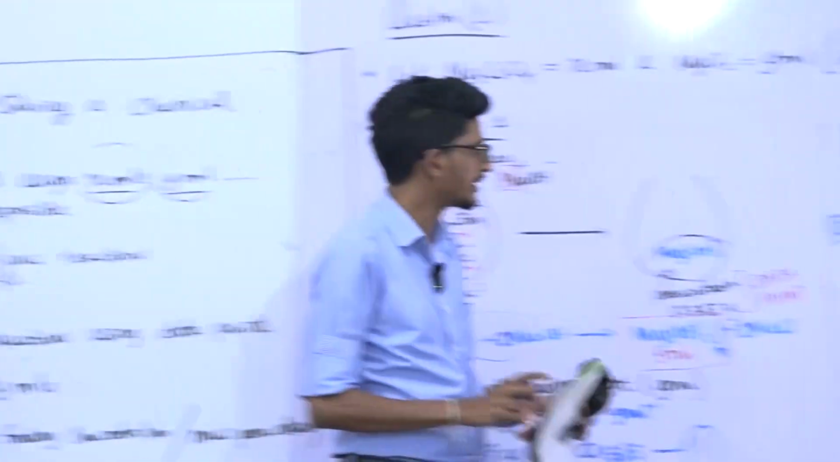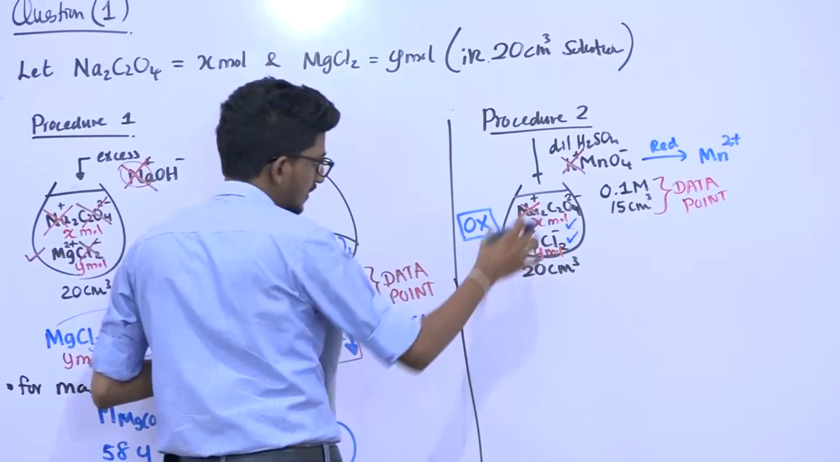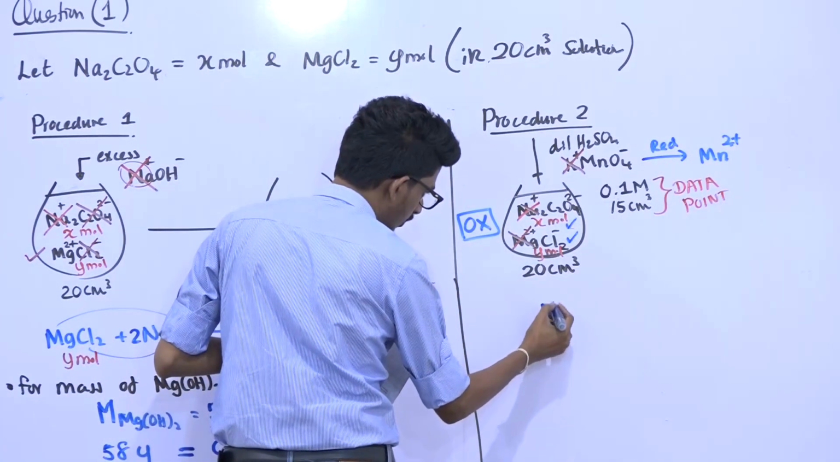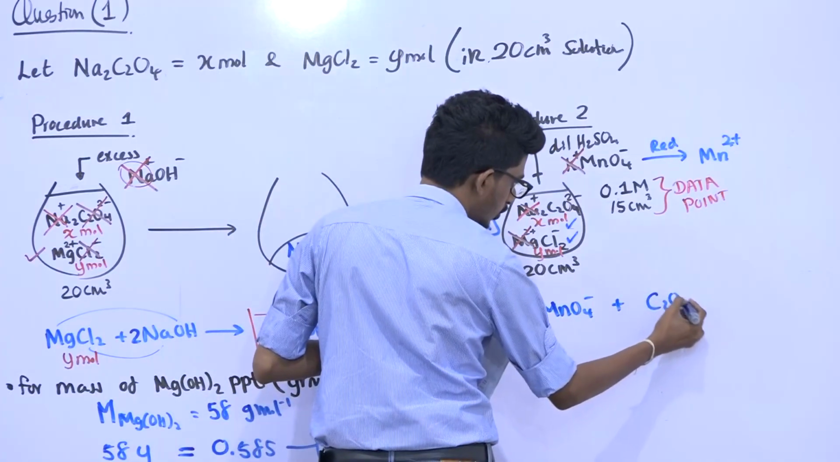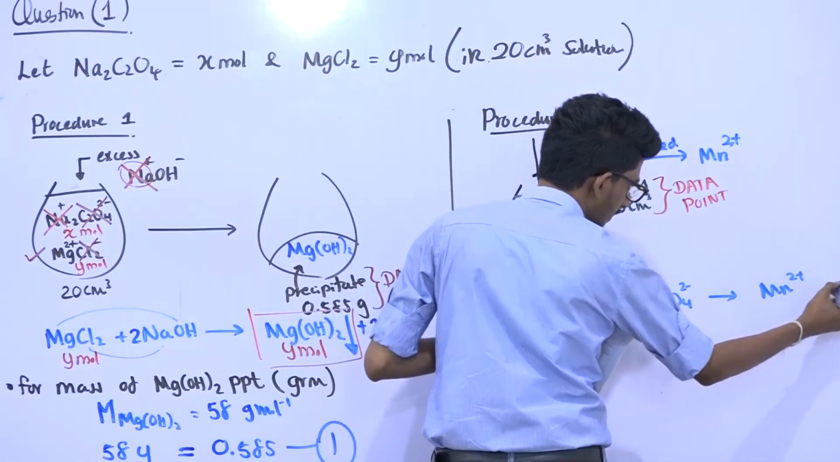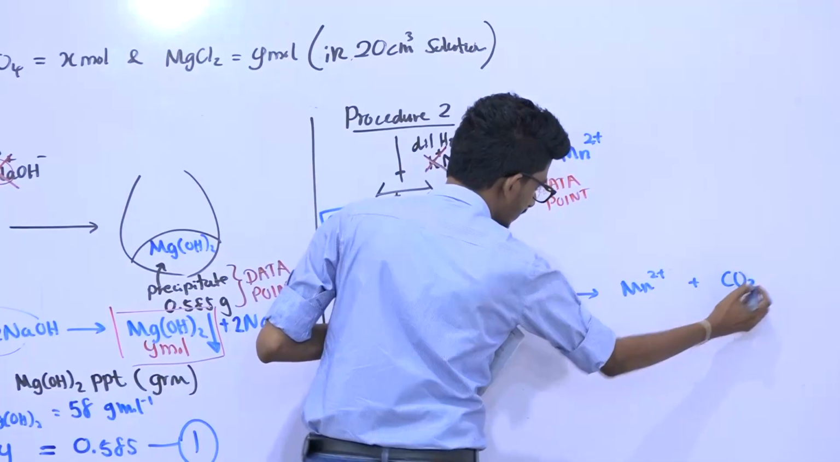Now just writing chemical reactions. Right. So that's right. So the two chemical reactions, right? So MnO4 minus reacting with oxalate C2O4 2 minus, giving you the Mn2 plus and CO2. This is one thing in acidic medium.